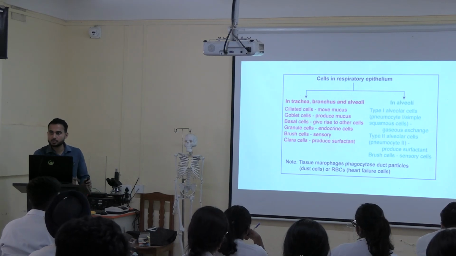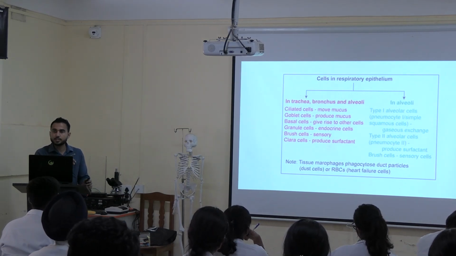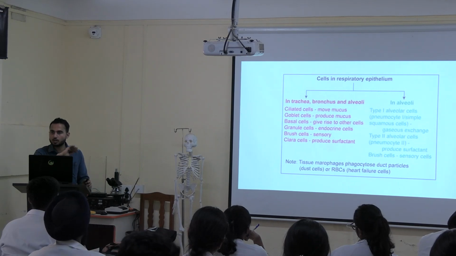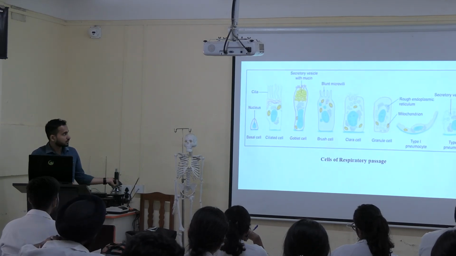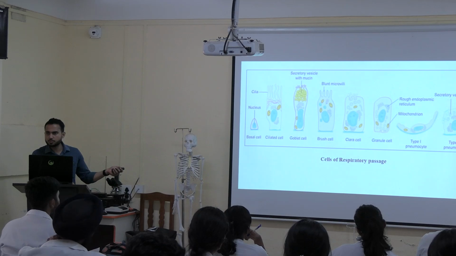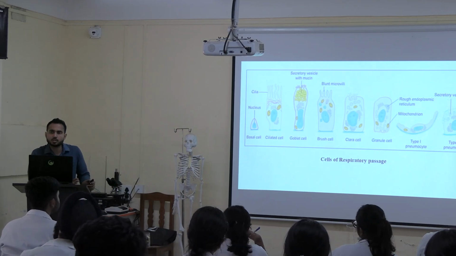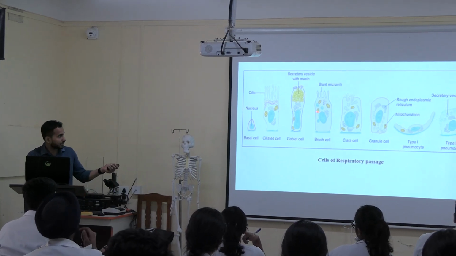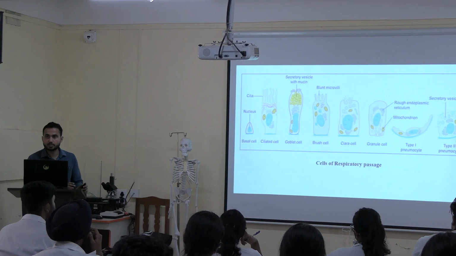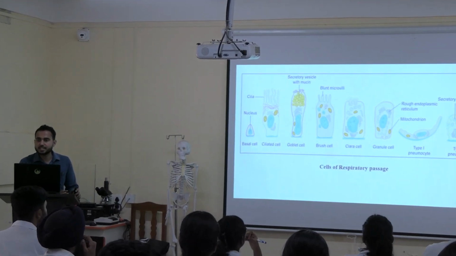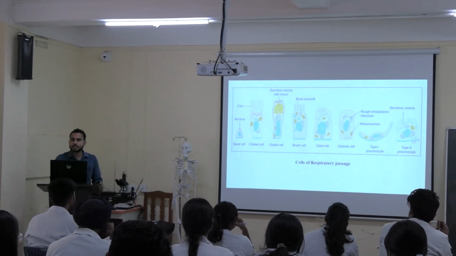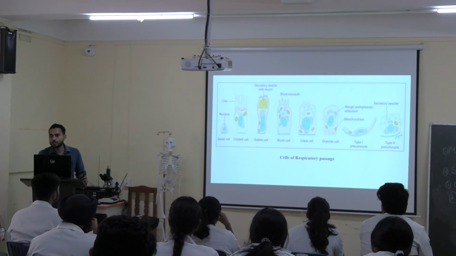So this chart is also important. I request everyone to include this chart in the practical notebook. Along with that, a diagram is also there showing all the different types of cells. I have seen that most of the students have drawn this one. If you have not drawn it till now, please draw the diagram. Here you can see all the cells present in the respiratory tract. Which part of the respiratory tract? Lower respiratory tract.